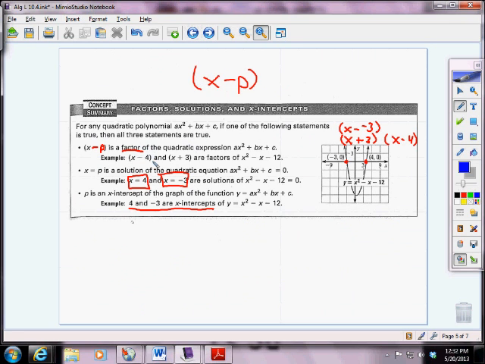Okay, so don't get confused by all of these. Understand that they mean the same thing. If we know our solutions, we can write factors. x minus p. So we just put in whatever our solution is right here. Our solution also tells us where the x-intercepts are. So if I know what the solution is, I just plot them on the x-axis. Likewise, if I know what the x-intercepts are, I know that those are my solutions.